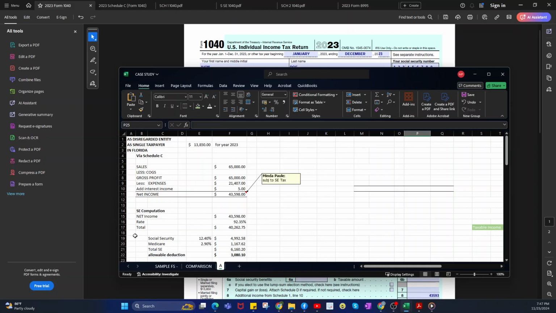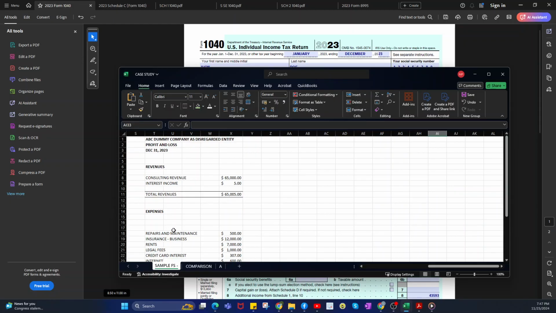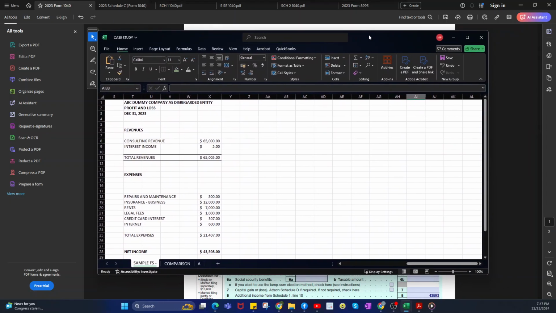So, in cases like this one, if you encounter a single member LLC, the first form that you have to go into is the Schedule C. This will be pretty easy if you have the tax software, but as I mentioned earlier, I'm working on figuring out where to put the numbers, so I have to do this manually.